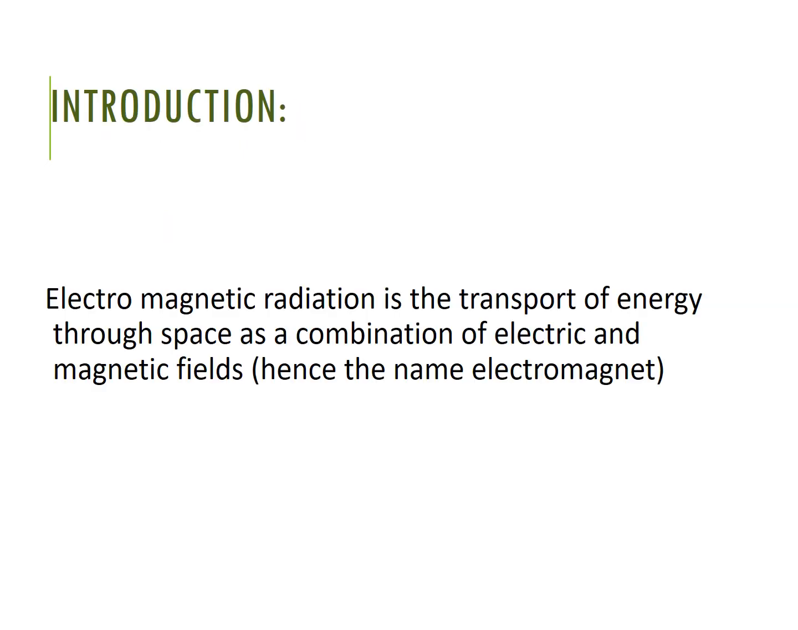So what is electromagnetic radiation? Electromagnetic radiation is a transport of energy through space. Electromagnetic radiation is a combination of two fields, that is, an electric field and a magnetic field. That is why the name is called electromagnetic.